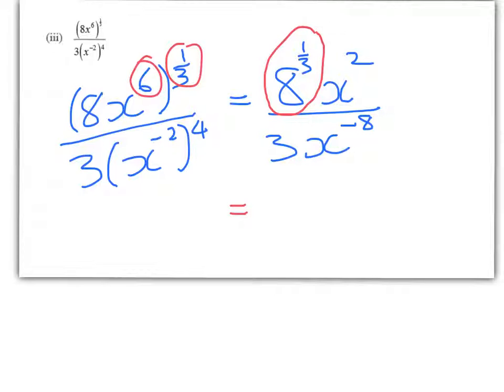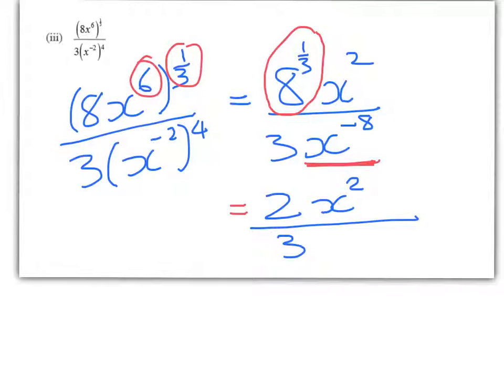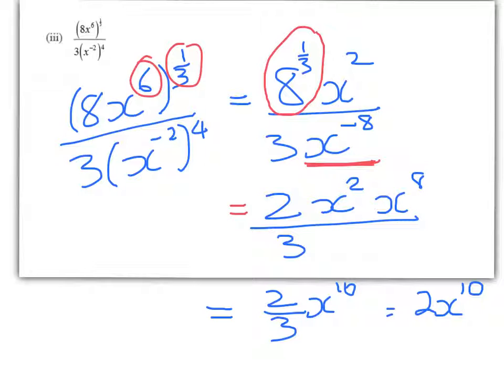So this equals 2x squared over 3. The x to the negative 8 means that it's x to the positive 8 in the numerator. And so my final answer is 2/3 x to the power of 10, which, just in case anyone's labouring under year 9 confusion about fractions, is exactly the same as that. So it's 2/3 of x to the power of 10, which you can also write as 2x to the power of 10 divided by 3.